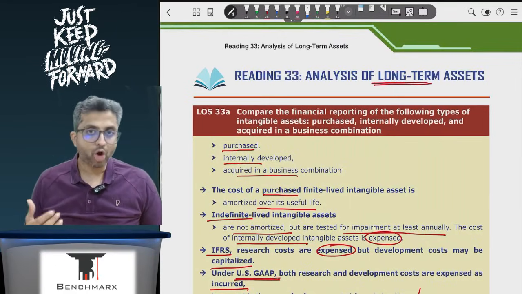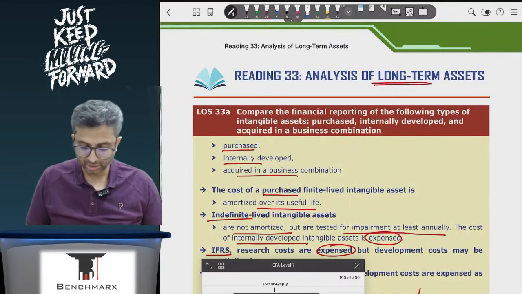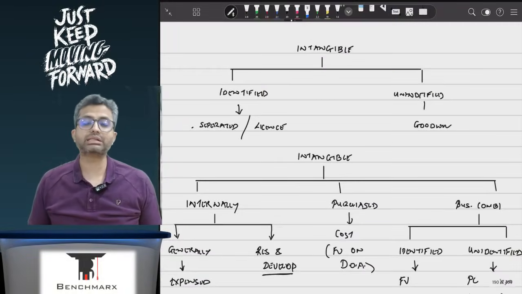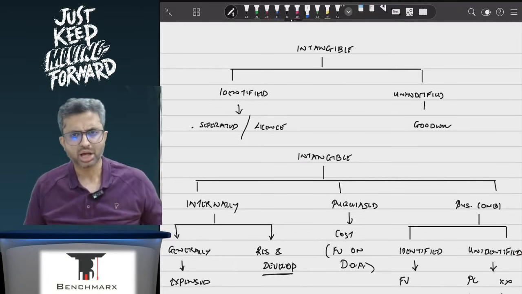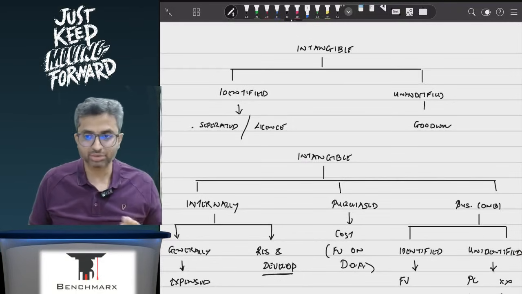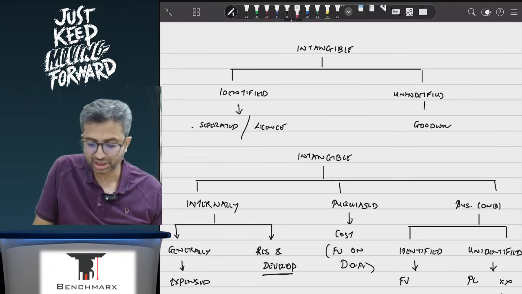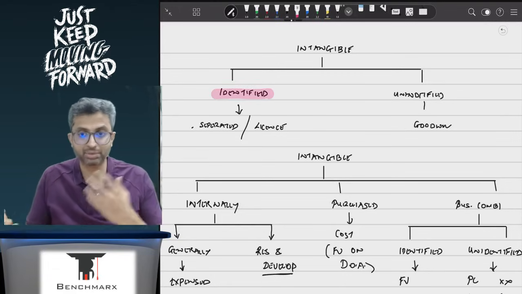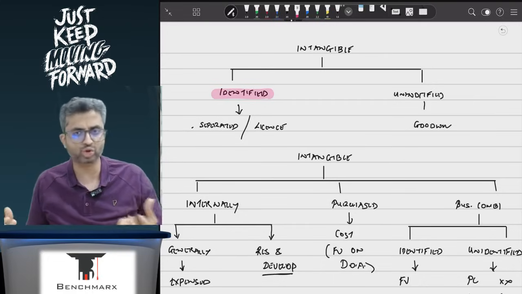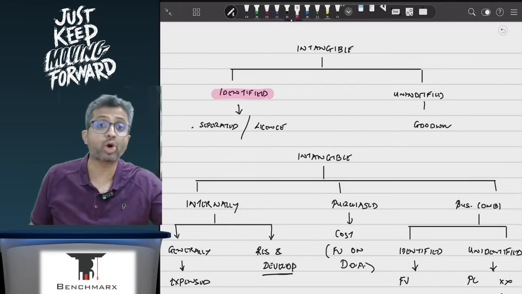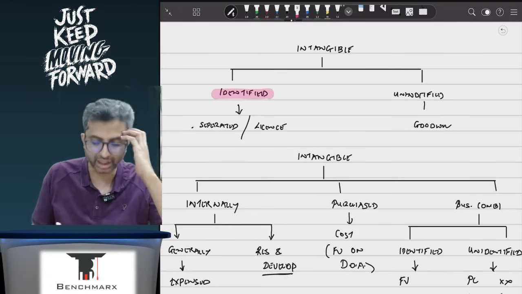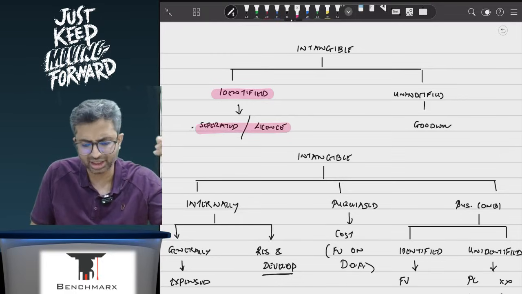So most of the discussion in terms of the long-term assets over here is around your intangibles and then to some extent regarding impairment. So first of all, when you look at intangibles, an intangible can be identified, that is something which is separable and which can be sold separately. Like for example, a patent can be separated out and sold separately, or it is a license which gives you a contractual right, as the case may be. They can be identified.